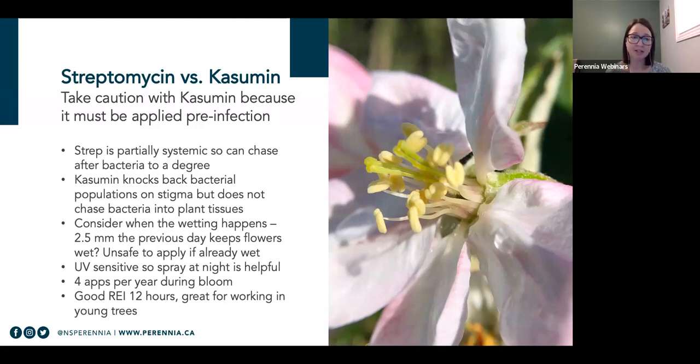Kasumin is also UV sensitive, so it's recommended that it's sprayed at night so that the product is still at a high concentration when it's sitting on the stigma and knocking back the bacterial population. But it's still a handy product to have because it can be applied 4 times per year during bloom, and it has a good reentry interval of 12 hours. I just wanted to bring up those concerns so that you're aware that Kasumin is not as flexible, but it can be great for working in young trees with that short reentry interval.